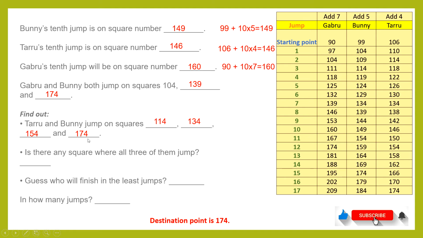Is there any square where all three of them jump? Now we need to find a number which is there in all three columns. That number is 174 here, 174 here, 174 here. So the answer to this question will be 174. Guess who will finish in the least jumps? See, Gabru can finish in the least jumps. It is 174 they need to reach, and Gabru can reach in 12 steps. So Gabru will finish in 12 jumps. That's how this exercise will be done.